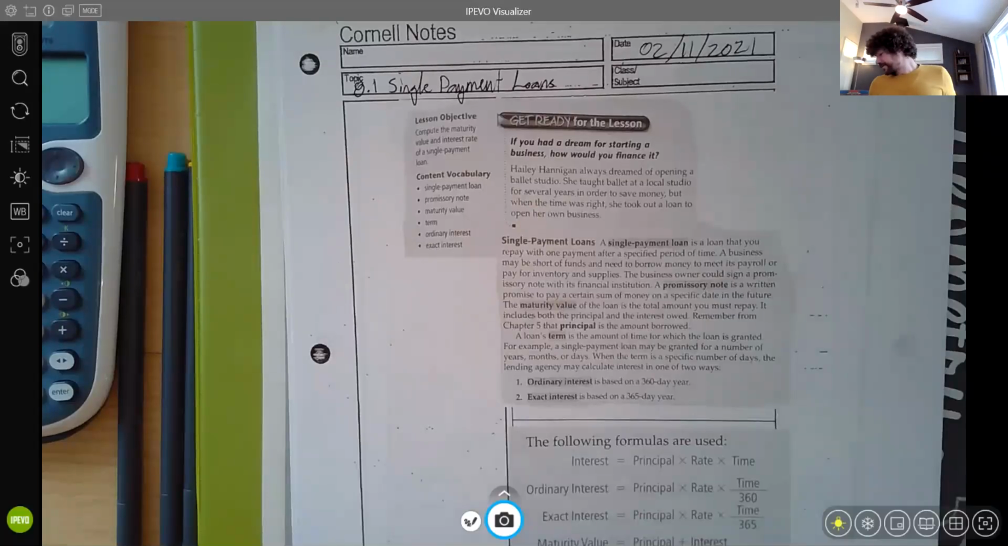So in terms of chapter 8, we are looking at loans in chapter 8. And today we're going to be talking specifically about something called a single payment loan, which basically means you pay the loan back in one payment.